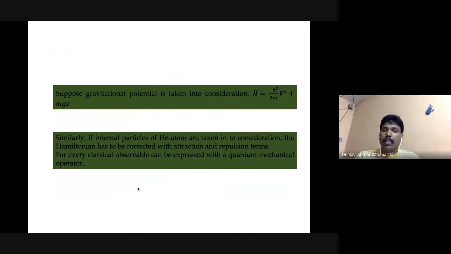The continuation is, suppose we have only considered the kinetic energy, but we have not considered the potential energy. If a system is at some height, not in the ground state but somewhere above the ground, then naturally it will experience a gravitational force. Therefore, accordingly, we have to incorporate a potential energy term in the total energy.